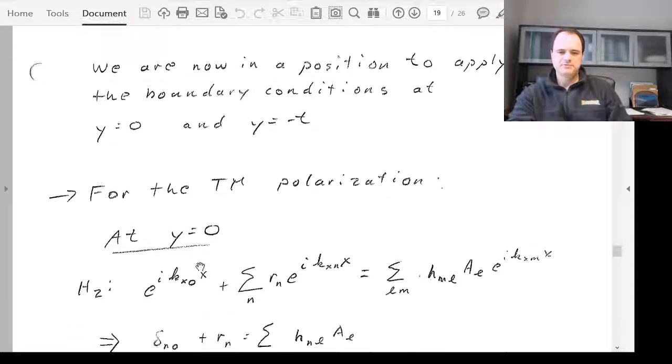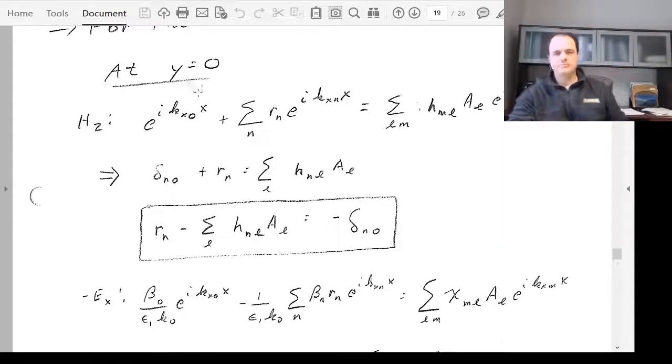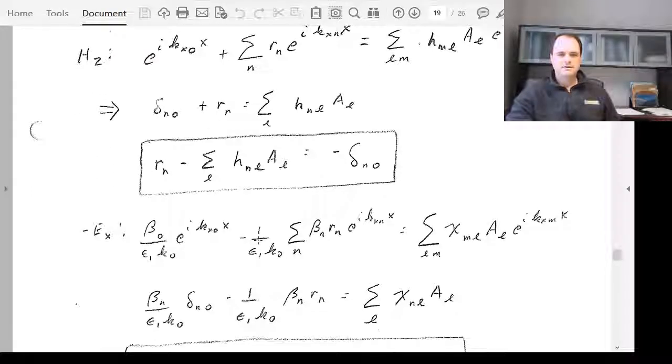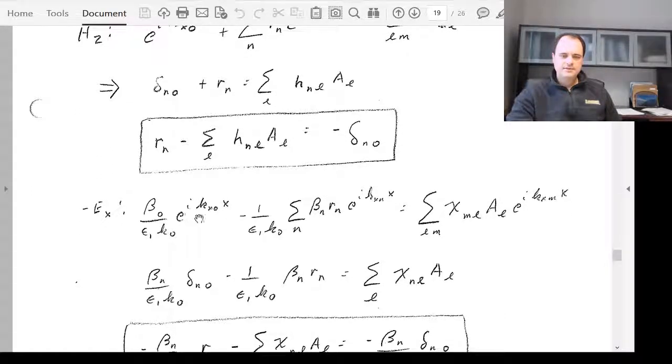So TM polarization first, right at superstrate pattern layer interface, y is equal to 0. Setting y is equal to 0 for h sub z, all the y dependence drops out, and we get this right here. Putting all the unknowns on the left-hand side and all the knowns on the other side, we get this equation right here. All right. E of x, going back to where we had E of x in the notes, and evaluating it at y is equal to 0, we get this relation here.